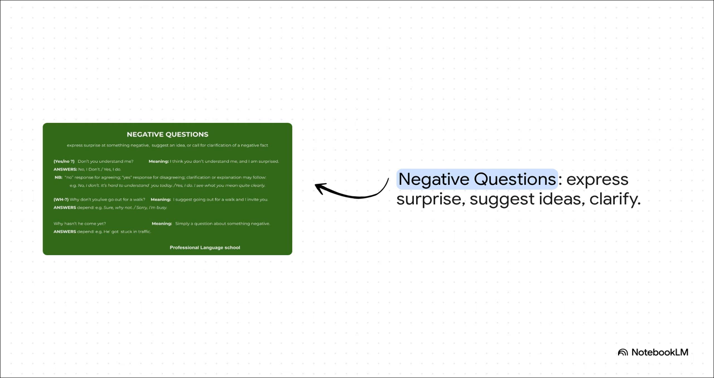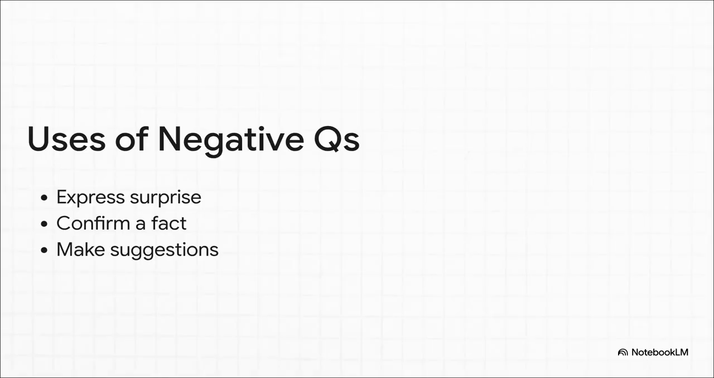But then on the other side, we have WH negative questions, like, why don't we go out for a walk? That shifts the meaning entirely into a really friendly suggestion or an invitation. It's the exact same basic tool, but used for vastly different human interactions. So let's elaborate on those three main uses. First up, expressing surprise or disbelief. Picture this. Someone offers you a coffee, you say no, and they might ask, don't you like coffee? Because they're genuinely blown away that you wouldn't want one.